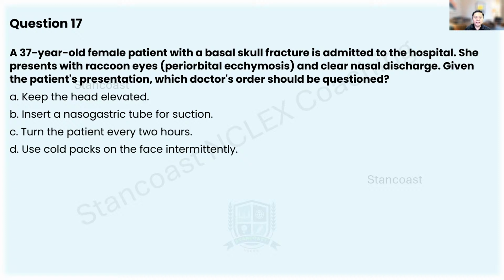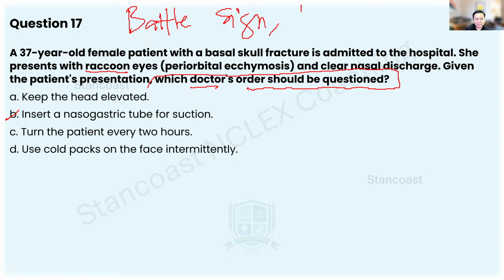So you are given a set of orders, but here you're going to question that order. So which order should be clarified? Yeah, Mary answered letter B, which is insertion of the nasogastric tube. That alone can also increase the tear. It can penetrate the dura mater. Take note about the manifestation here. The patient already has raccoon eyes. They have that ecchymosis. Remember the Battle sign, the raccoon eyes.